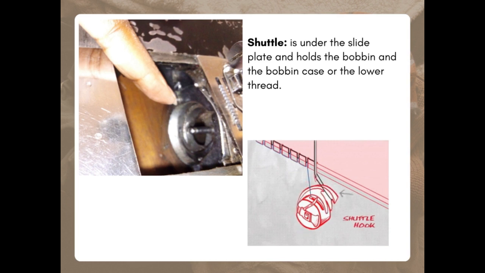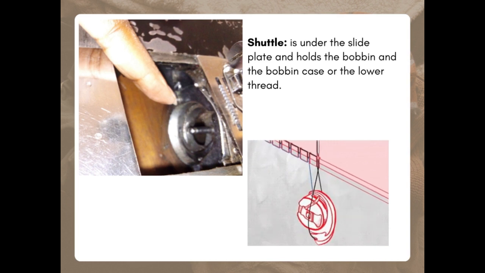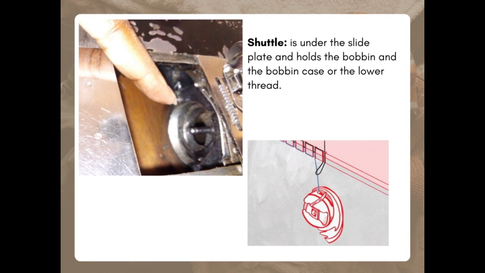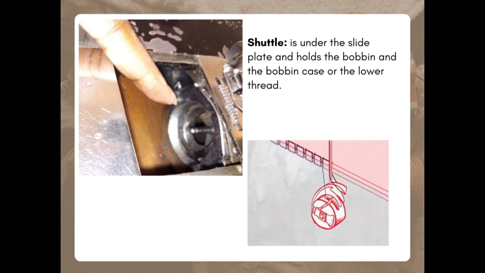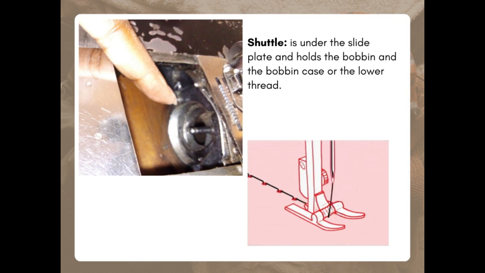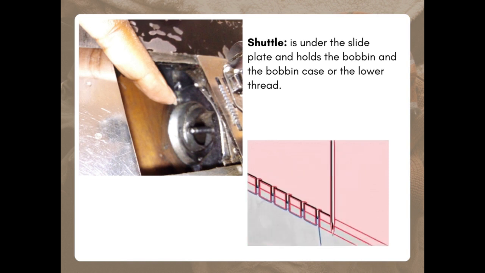Now, the shuttle has a hook that helps to interlock the lower thread with the upper thread, as you can see happening here. So the hook pulls the upper thread and forms a loop, which in turn interlocks with the lower thread.